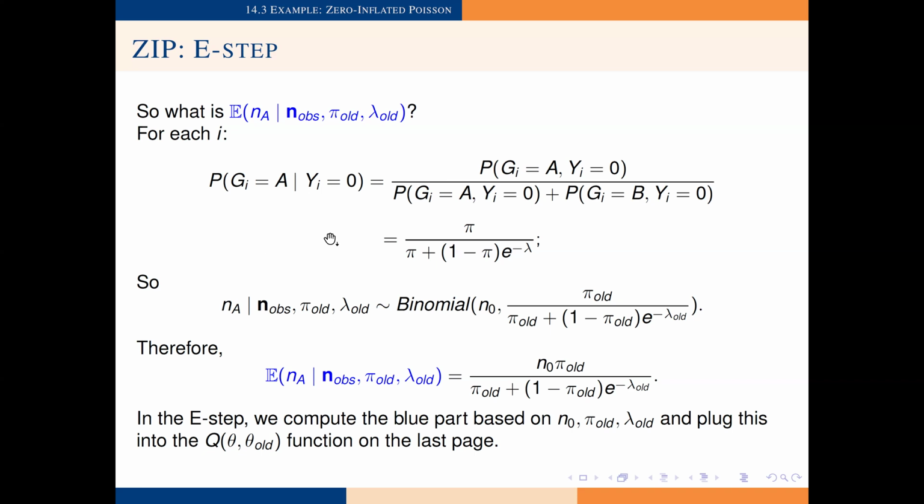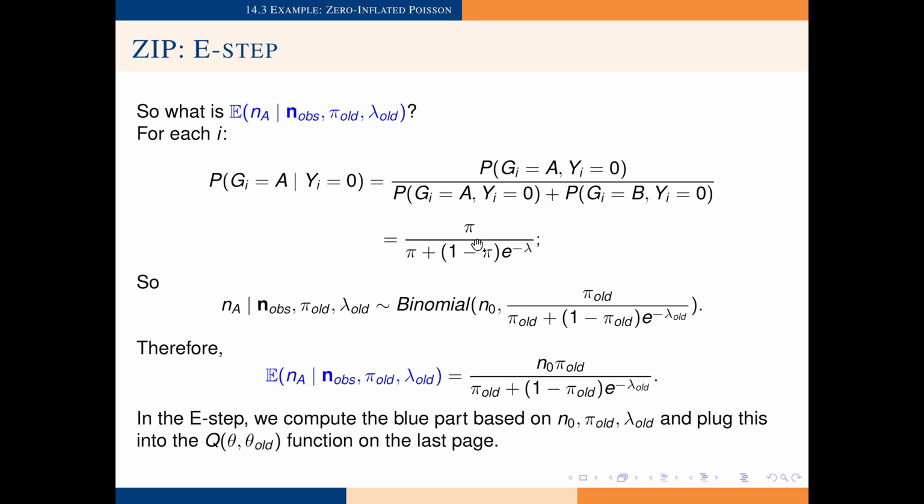We know that if someone has 1 or more drinks, then they have 0 chance of coming from group A, right? So given that, we know that across the n individuals, actually the N0 individuals who report having 0 drinks, each of them has a chance of this thing of coming from group A. So in total, we know that N_A is going to follow a binomial distribution where your count is N0 and the probability of a head is given by this ratio here.